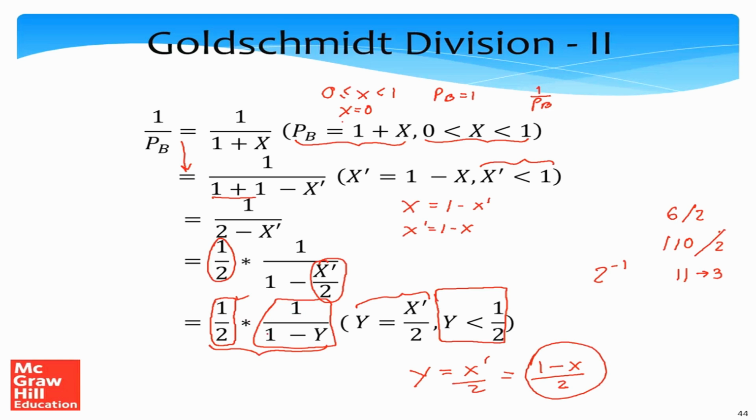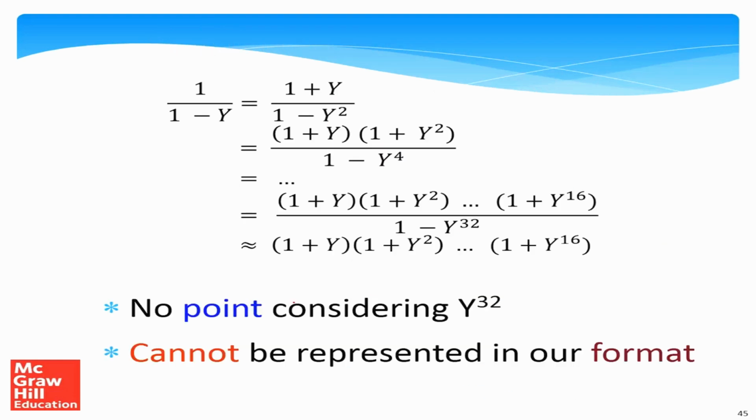The difficulty lies in computing 1 by 1 minus y. If we can do that quickly, we are done. So 1 by 1 minus y is equal to, let's see. So let us multiply 1 plus y to the numerator and 1 plus y to the denominator. So we get 1 plus y, and recall that 1 minus y times 1 plus y is 1 minus y square.